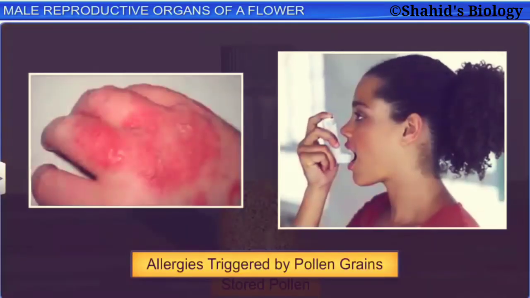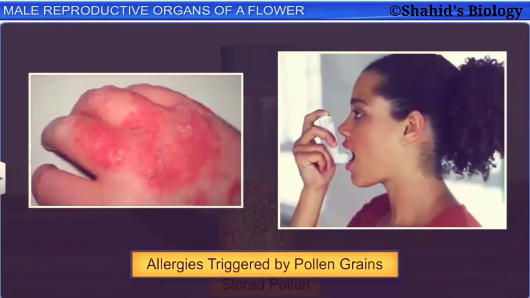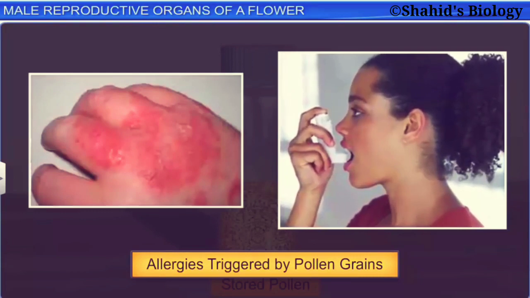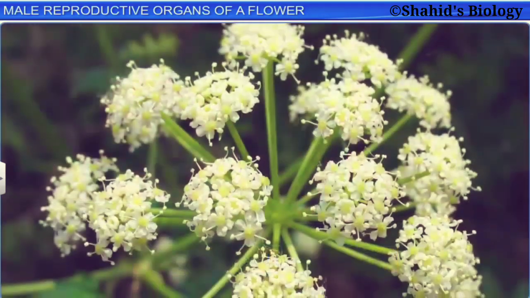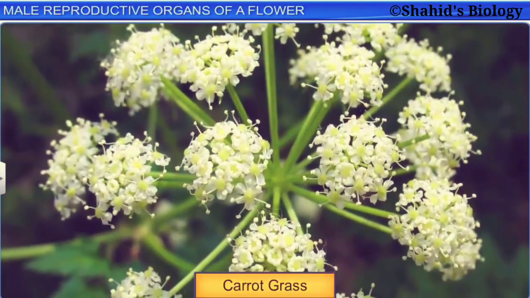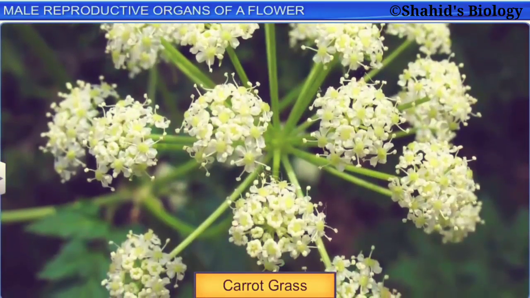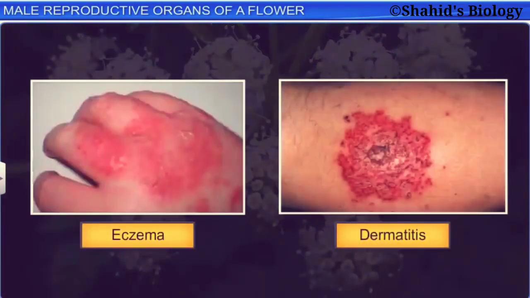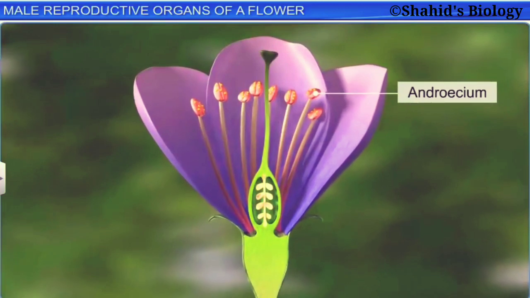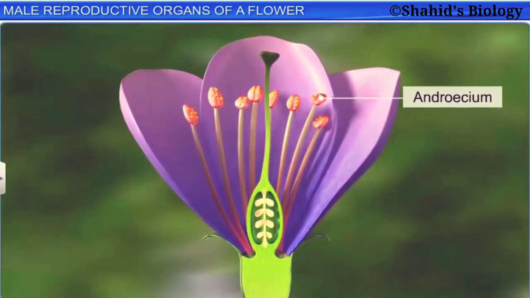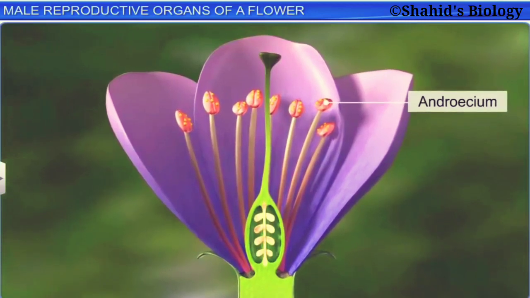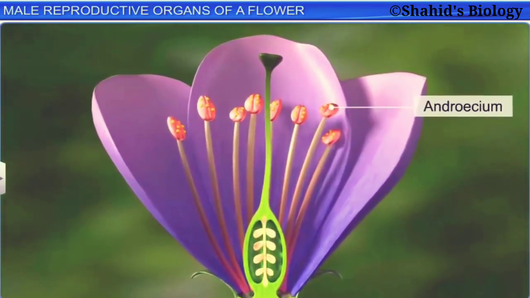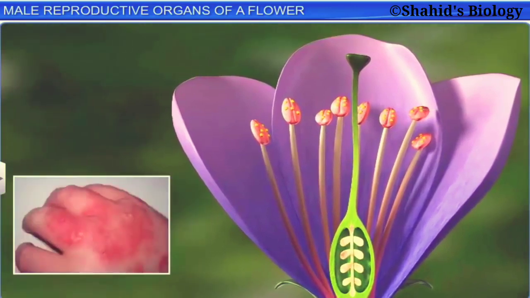Pollen grains, however, can trigger allergies in some people and can cause asthma and bronchitis. In fact, the weed carrot grass, or Parthenium hysterophorus, and its pollen, found in non-cultivated lands in Punjab, causes allergies such as eczema, dermatitis, and other skin diseases. Pollen, formed inside the stamen, plays an important role in plant propagation and also serves as a source of nutrition, although in some cases, it may trigger allergies.